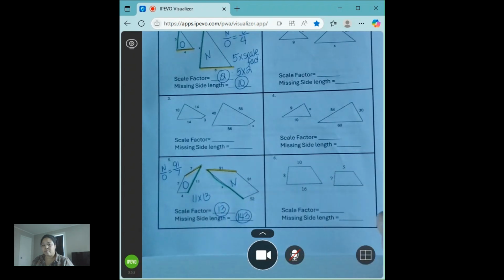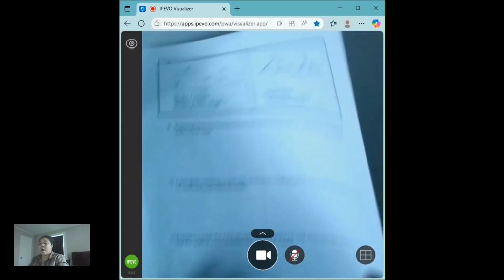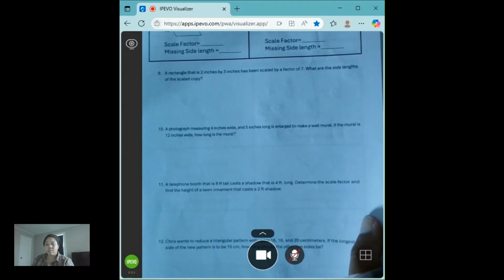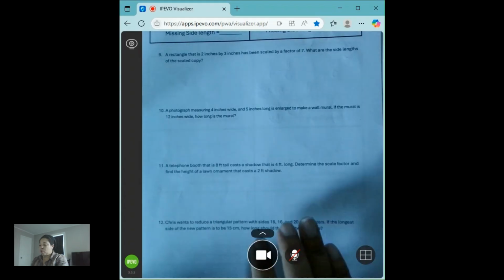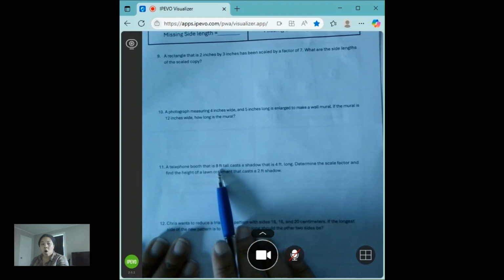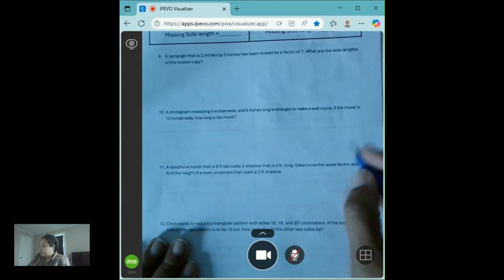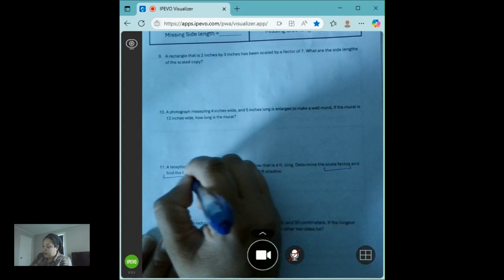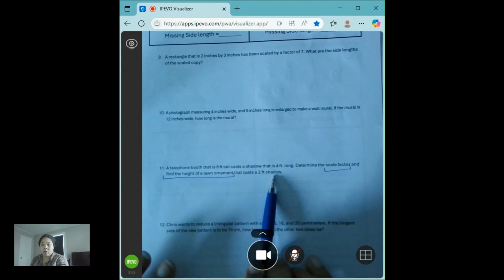Okay. Now, you have 2 word problems to work with, so I'm only going to do one of them. I'm going to do 11 because you guys have to do 10 and 12. So number 11 reads, a telephone booth that is 8 feet tall casts a shadow that is 4 feet long. Determine the scale factor and find the height of the lawn ornament that casts a 2-foot shadow.